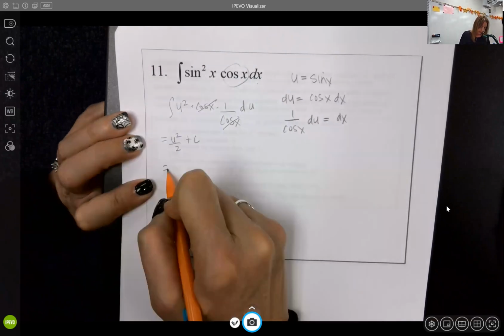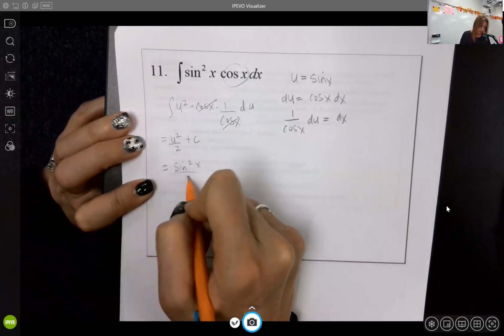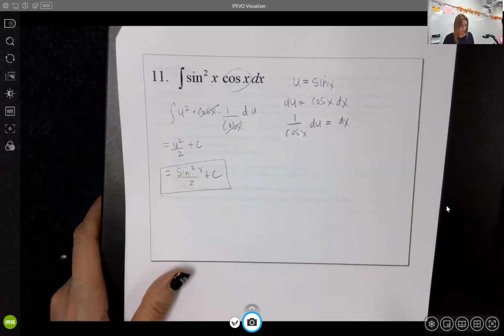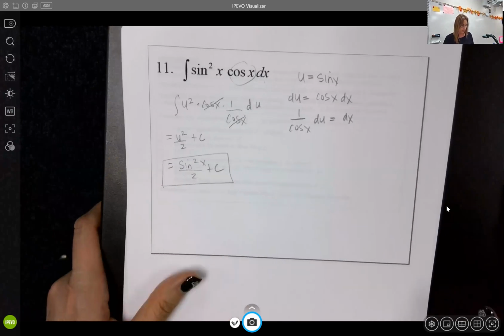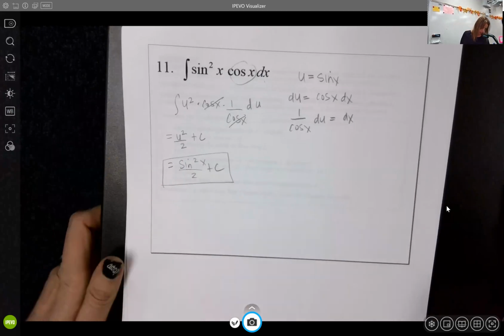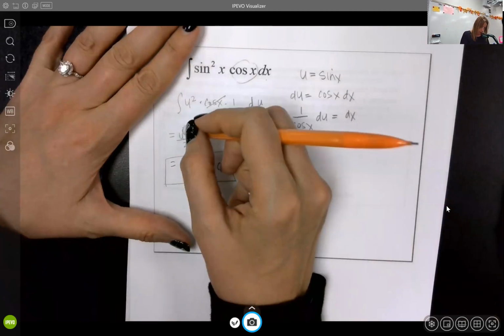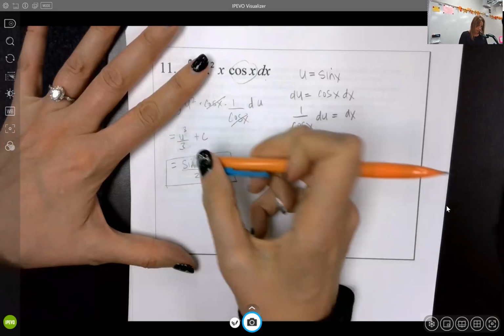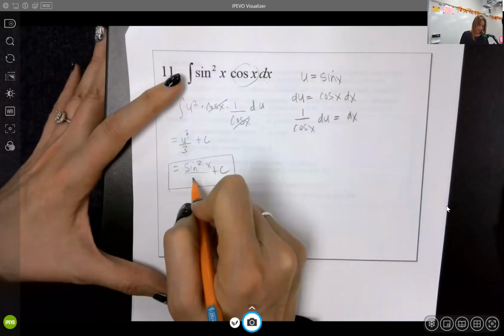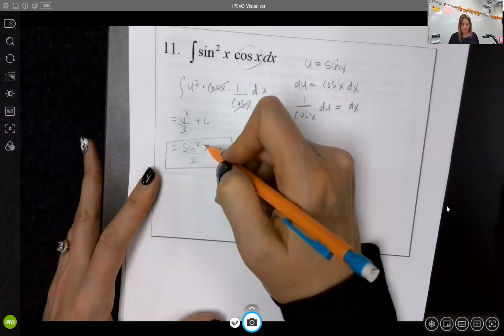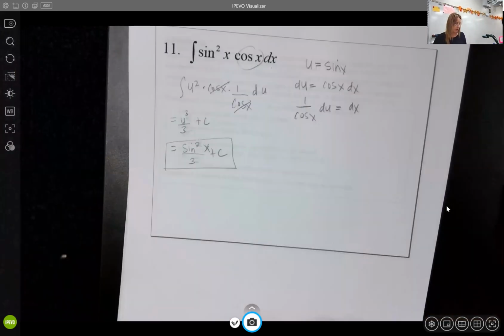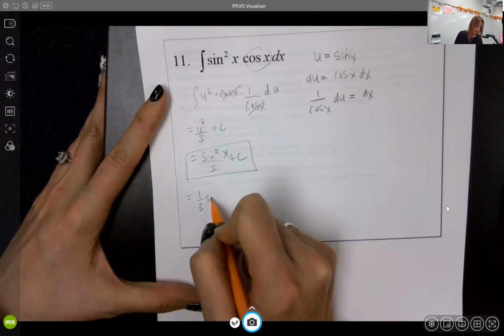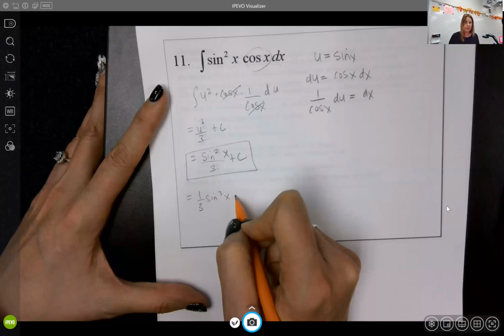U is sine, and we get the sine squared over 2 plus c. Ooh, look what I did, you guys. This should be u cubed because it was already u squared. So sine cubed of x over 3 plus c. Another way you can see this is it will say 1/3 out front, and then the sine cubed of x, like that.